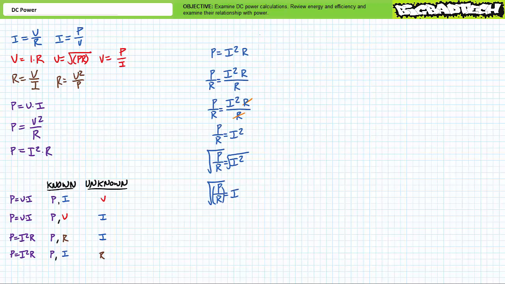Given power equals current squared times resistance, and given known power and known resistance, we should be able to algebraically manipulate this entry to solve for current. Divide both sides by resistance. Resistance cancels out on one side, we're left with power over resistance equals current squared. Square root both sides. Square root cancels out on one side, and we're left with the square root of power over resistance equals current. This equation implies that given known power and known resistance, we can solve for an unknown current.